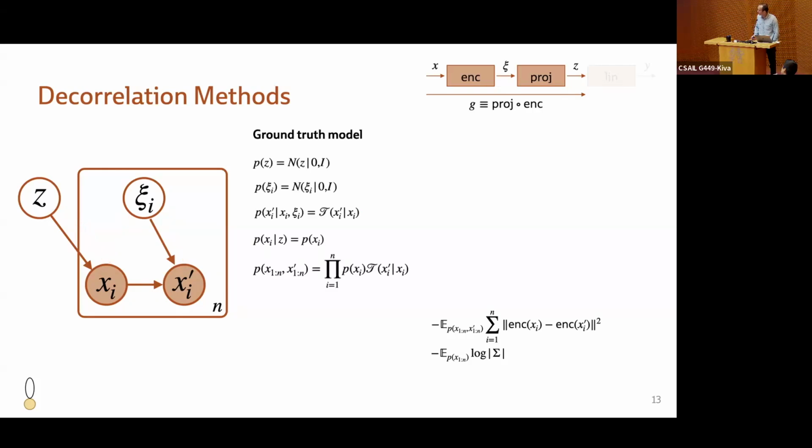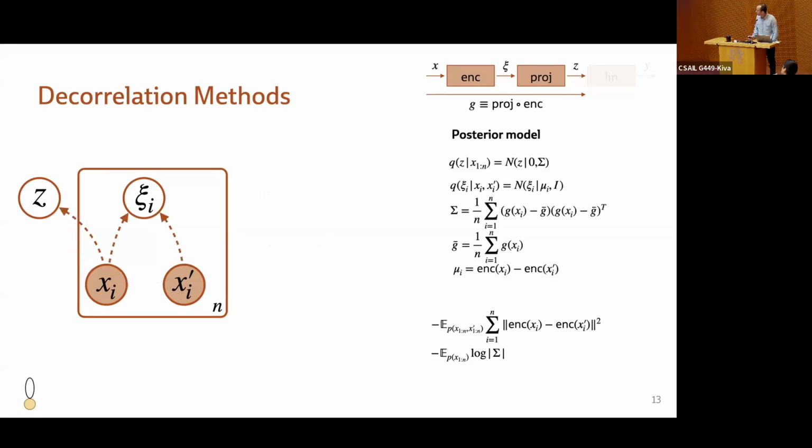Now we can specify again our ground truth model, where we have the underlying unknown distribution. We have the conditional of xy given xi, which is just the data augmentation strategy. And we have the prior over the latent variables, which are simply standard Gaussians. Now let's look at the posterior model.